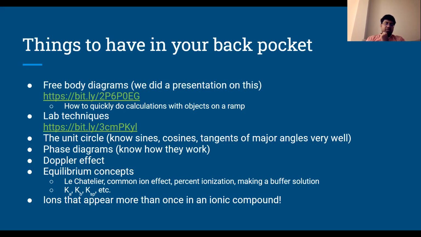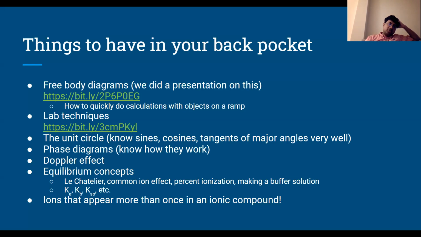Another big one is the equilibrium concept. You should know how Le Chatelier's principle works, the common ion effect, percent ionization of an acid or salt, and how to make a buffer solution. A common problem says: which of these weak acids with their conjugate bases would be useful for making a buffer of pH 5? It then gives you a bunch of acids and their pKa's, and you want to pick the one whose pKa is closest to 5. So things like that. Knowing how Ka, Kb, and Ksp work, being familiar with what they mean conceptually and how to do computations with them, is super important.